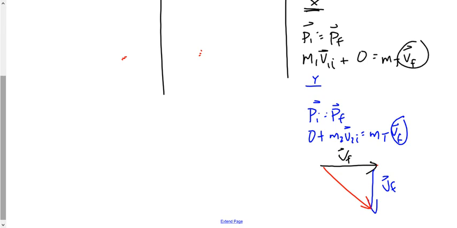Let's solve for VF here using the Pythagorean theorem. And let's solve for theta using the inverse tan function.